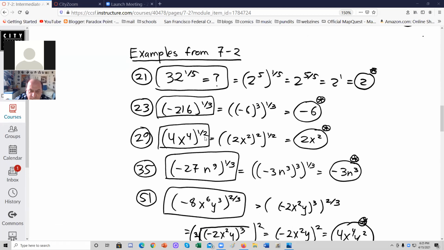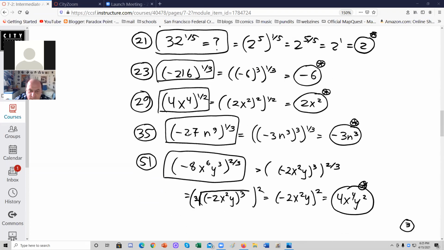4x to the 4th, to the 1/2 power. Well, 4 is 2 squared. X to the 4th is x squared squared. So a square to the 1/2 power cancels, and you're left with 2x squared. Minus 27n to the 9th, to the 1/3 power. Well, negative 27 is negative 3 cubed. N to the 9th is n cubed cubed. And a 1/3 power of a third power cancels, and you're left with minus 3n cubed.